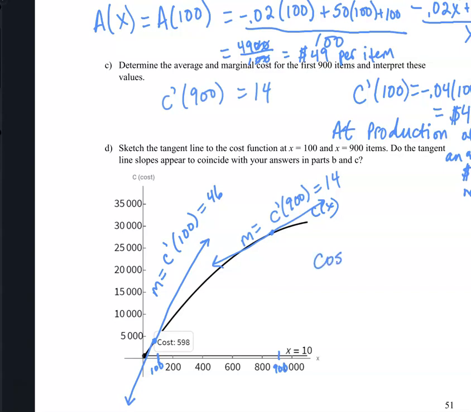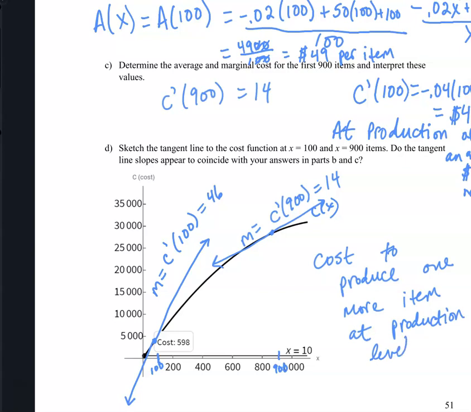So that means the cost to produce one more item at a production level of 900 is only $14. So you can see costs have dropped is basically what we're saying. As we produce more items, our costs go down, which we find often happens in the real world.